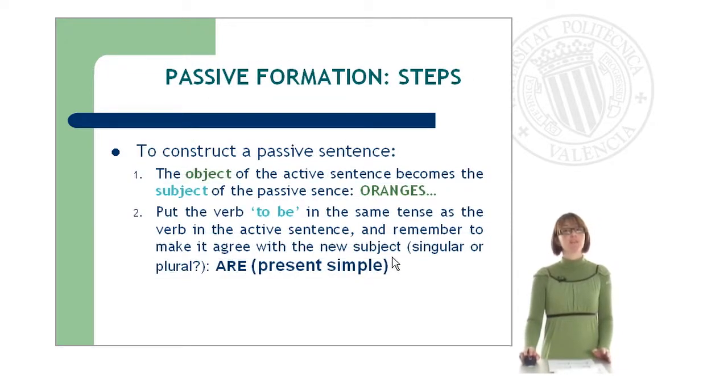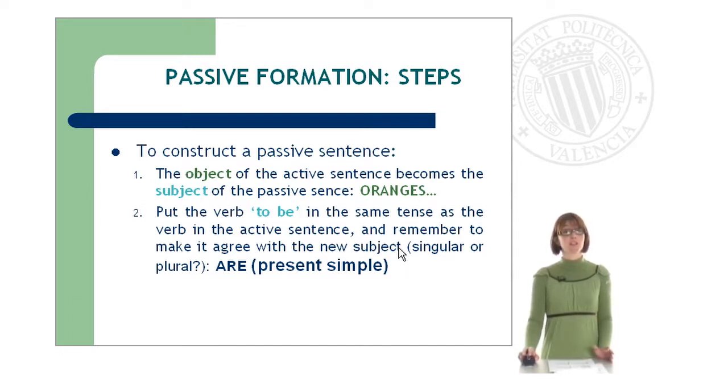Let's have a look at the passive formation steps in more detail. Remember that to construct a passive sentence, first, the object of the active sentence becomes the subject of the passive sentence. So we always need an object in the active sentence. The next step is to put the verb to be in the same tense as the verb in the active sentence. And remember, very important, remember to make it agree with the new subject. So pay attention to whether the subject is singular or plural.